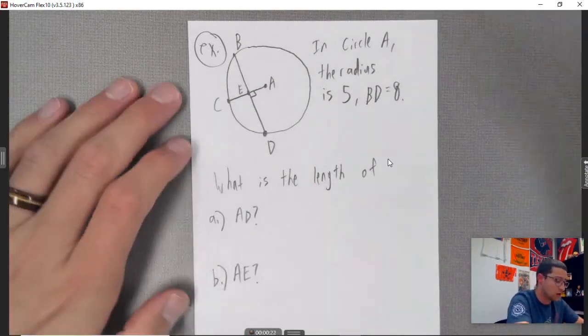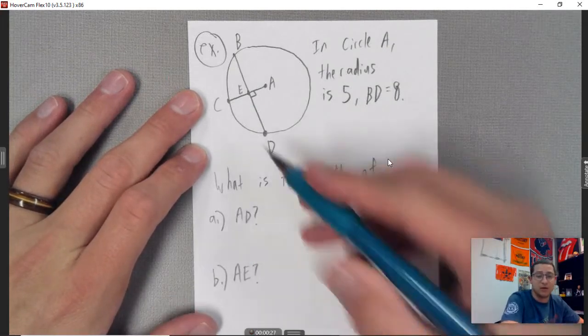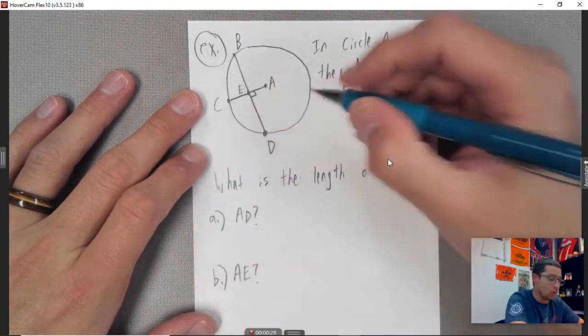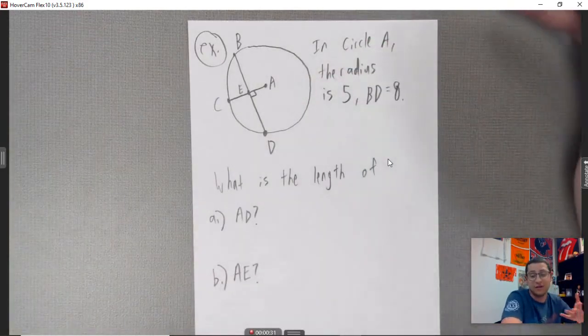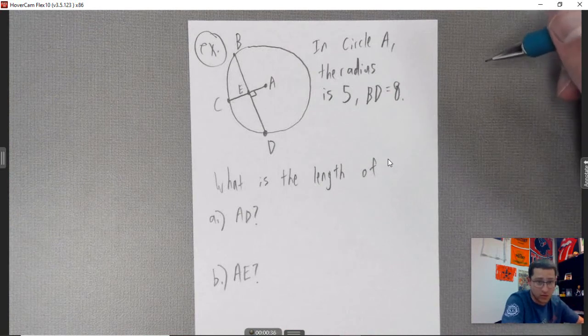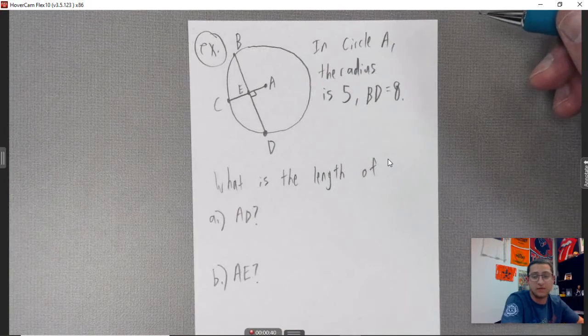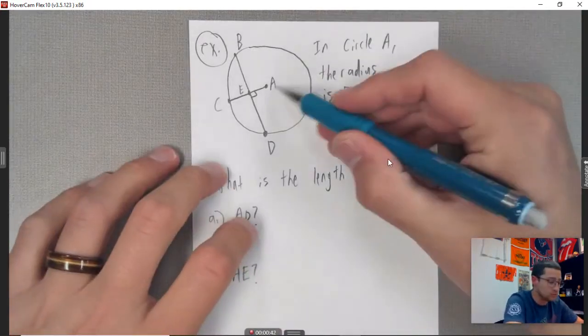Okay, so first question, let's just dive in. What is the length of AD? So, A to D. All right, what is that length there? Now, notice there's not even an actual line connected there, but that doesn't mean we can't find the length. Something to keep in mind, right? We can still find that length even though there's not an actual little line.